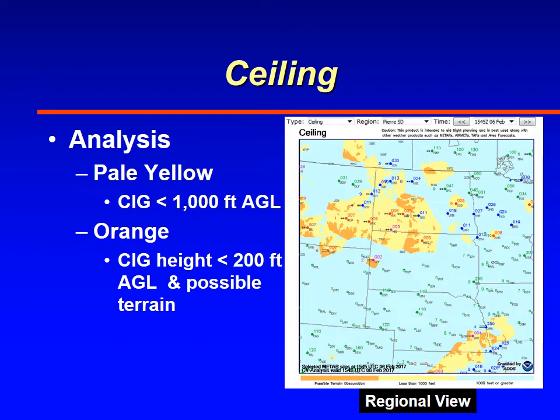This is what it looks like on a regional plot. The other one was a CONUS plot. Pretty similar in the colors. The only difference is you're not able to zoom in, and they only give you select stations.